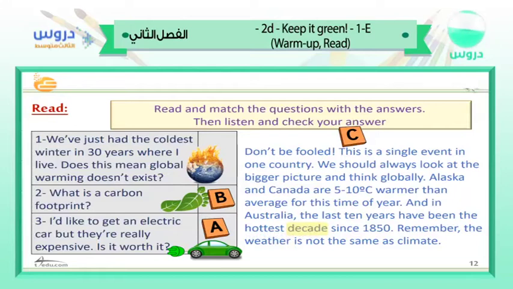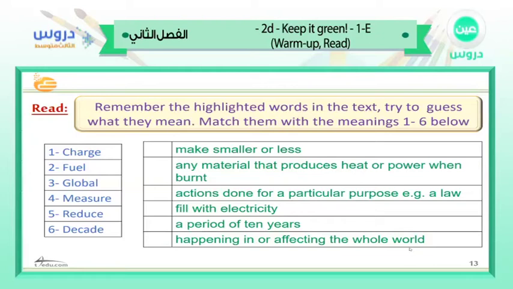Okay, so in this we're speaking about how the weather is. So it's about global warming. It's dealing with global warming. Very good. Okay. Now, as an evaluation, we are going to remember the highlighted words in the text and try to guess what they mean. Match them with the meanings from 1 to 6 below.